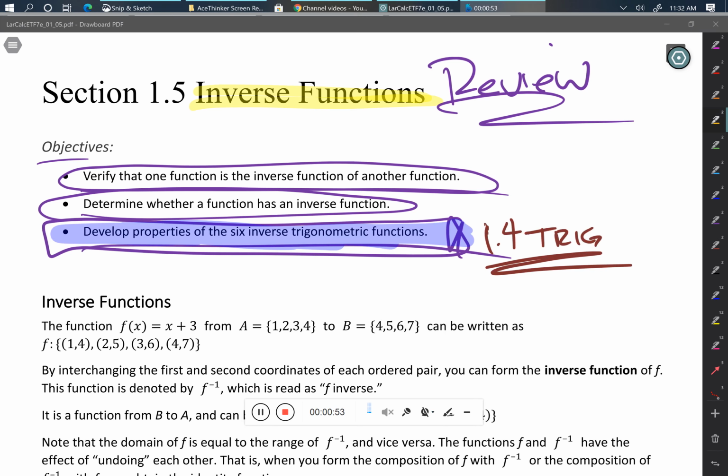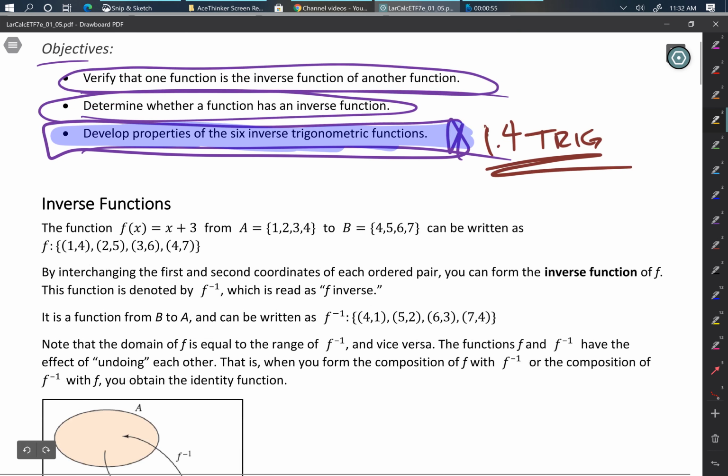All right, so first off, let's just go ahead and take a look at a simple example. And by simple, I don't mean easy. Simple is a word that we use in mathematics to mean uncomplicated. So we're going to take a look at an uncomplicated problem. Suppose that you have the function f of x, and f of x is defined to be the function x plus 3 from the set A, 1, 2, 3, 4, to the set B, 4, 5, 6, 7.